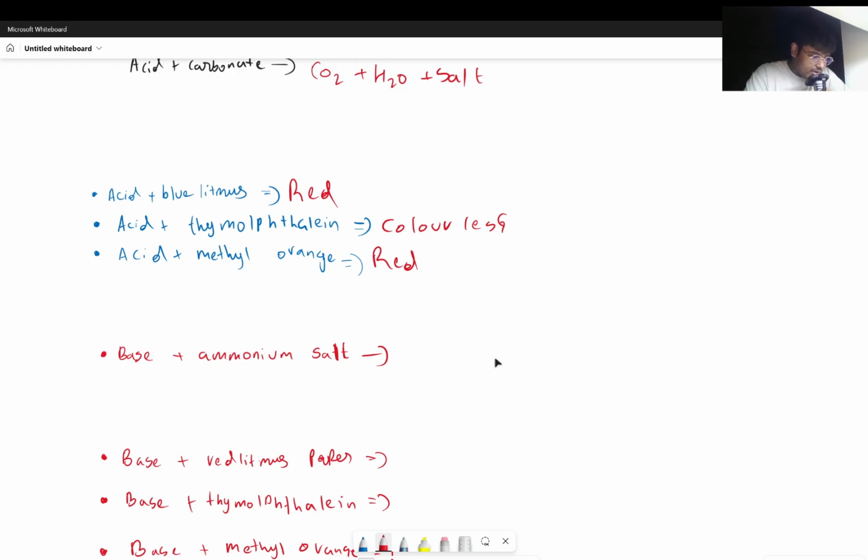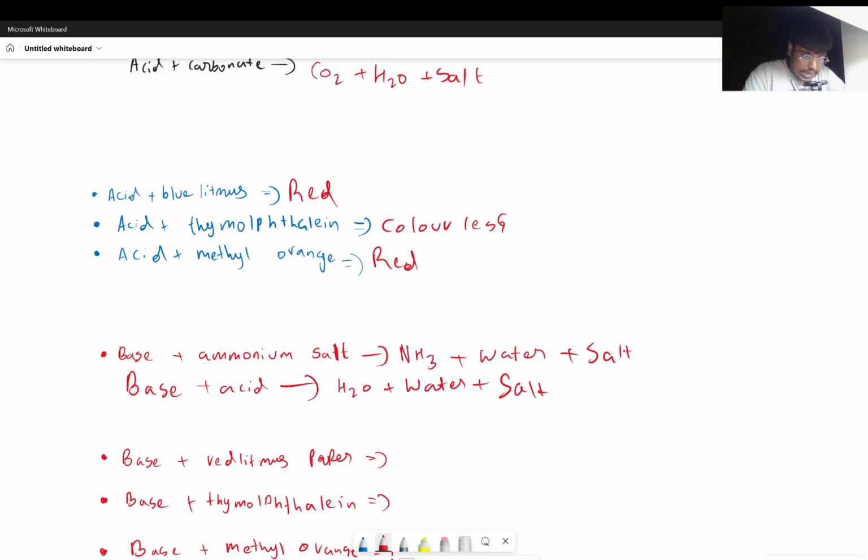You know it's gonna be the same thing, but one difference: if it's a base plus acid reaction, if the base is a metal carbonate, then you will have CO2 plus water plus the same equation as above, a salt. If it's an ammonium salt, you have ammonia gas, NH3 plus you'll have water and salt.